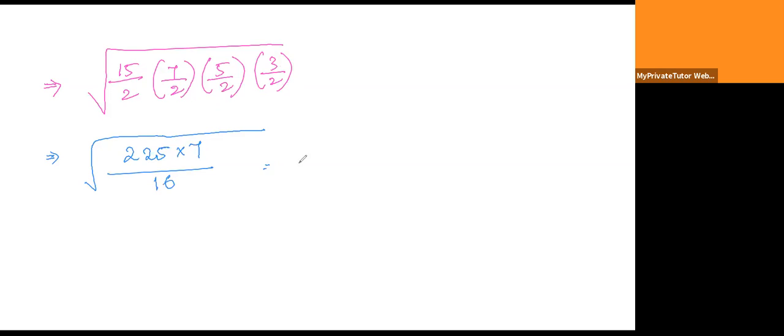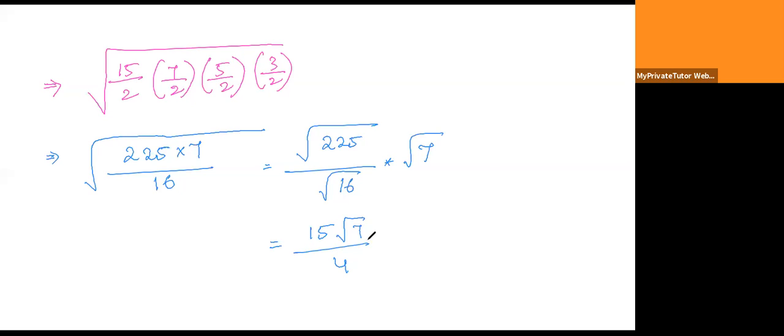So I think it's much easier now. You can see that the square root of 225 divided by the square root of 16, and we're left with the square root of 7. What is the square root of 225? 15. So 15 square root 7 by 4. Joseph, is it better? Does it look simpler now? What about Anna? Do you understand that?